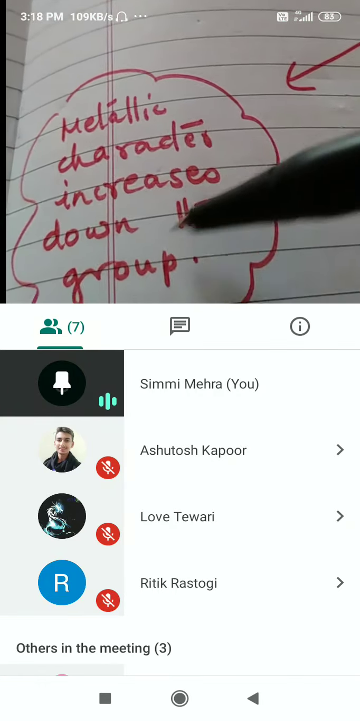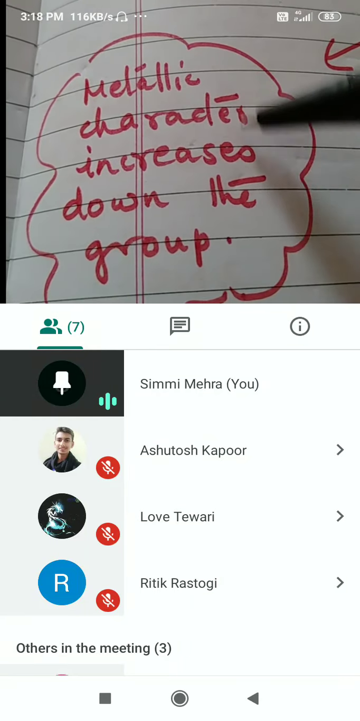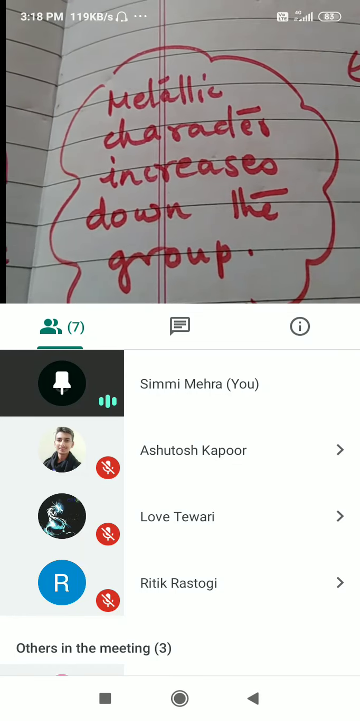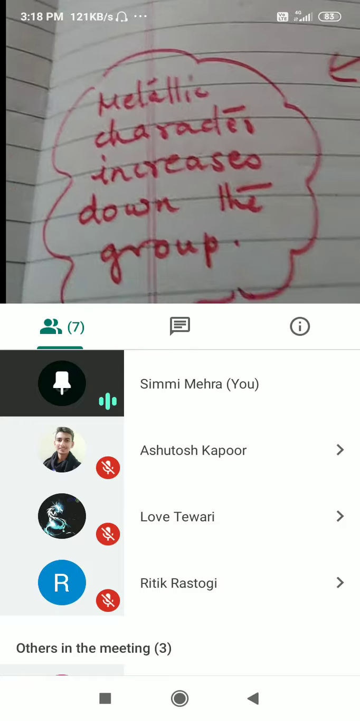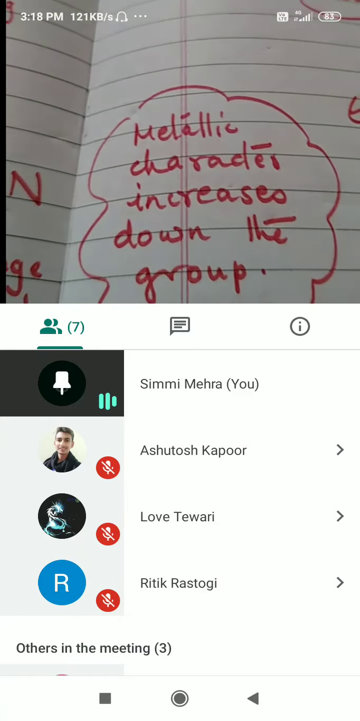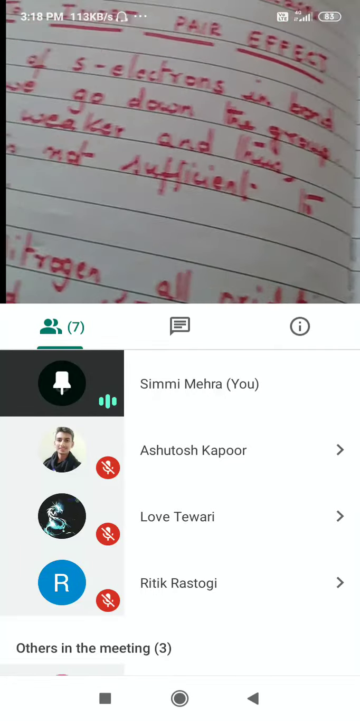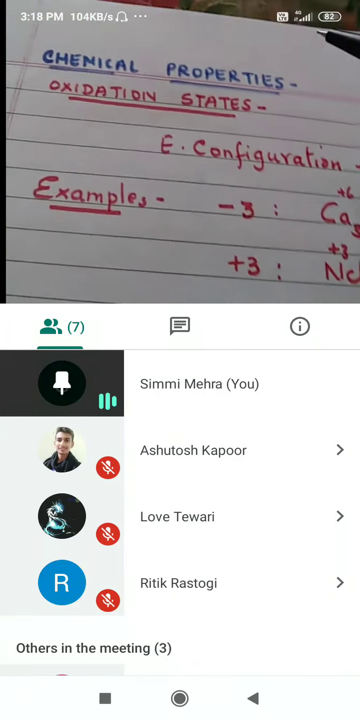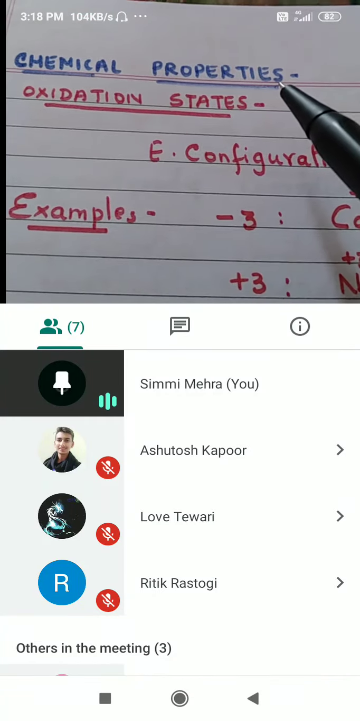Metallic character increases down the group. This is understood: as you go down the group, size is increasing. So what is happening? Ionization enthalpy is decreasing. So the element will have tendency to lose electrons, so metallic character will increase. Nitrogen is a non-metal, phosphorus is non-metal, but bismuth, which is at the end, is going to be a metal. Next we go on to chemical properties.